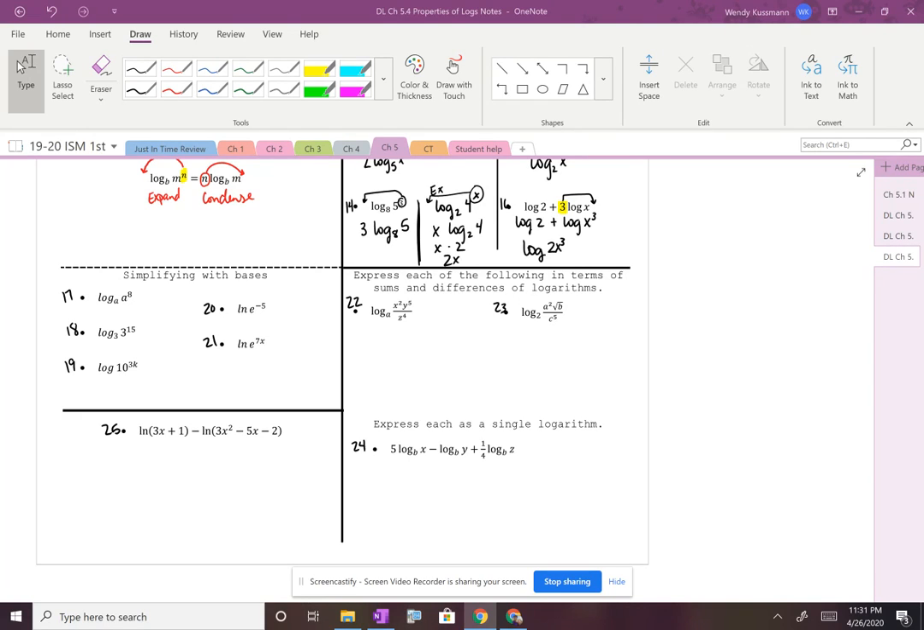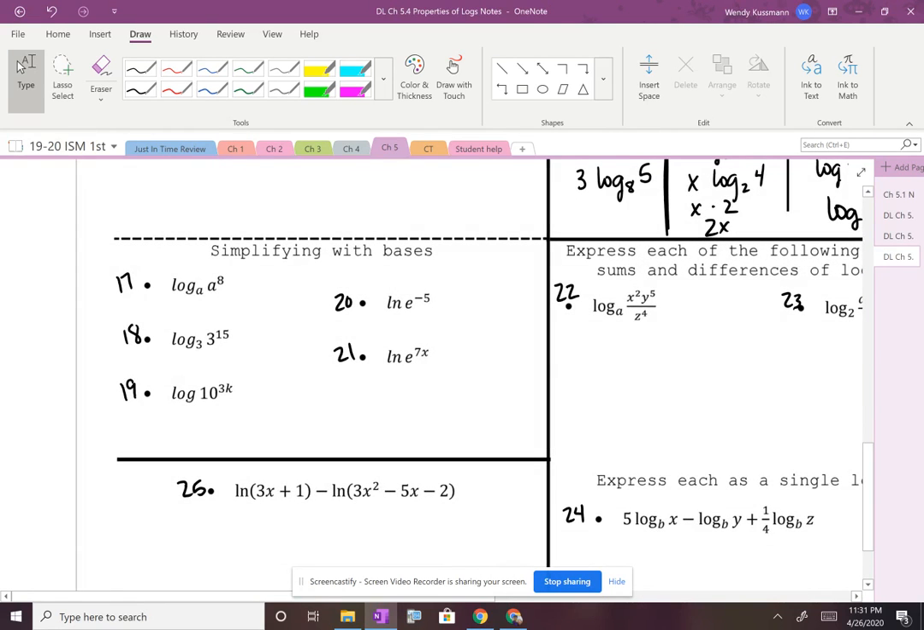So simplifying with bases, the key thing that you need to remember here is that logarithms and exponentials are inverses. So if the bases of an exponential and a logarithm are the same, they cancel. For example, on number 17 here, this logarithm has a base of a, and then you have a base of a with this exponential function. So basically what happens is that the log base a and the a to the cancels out, just leaving you with the exponent. So this is equal to 8.